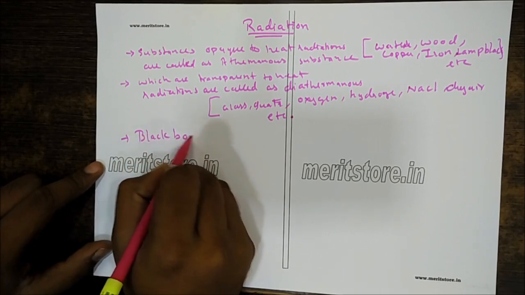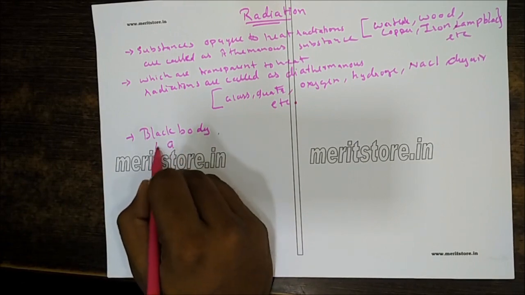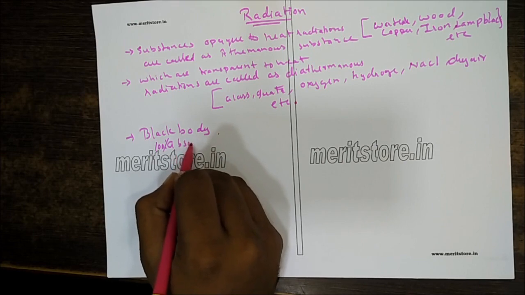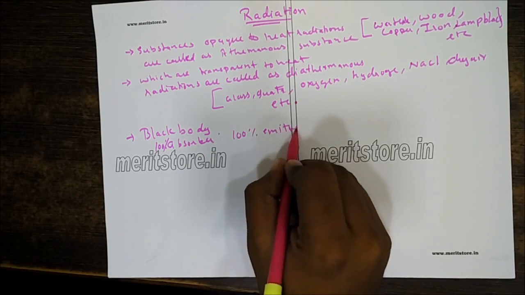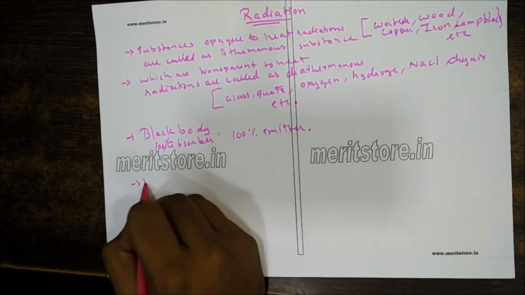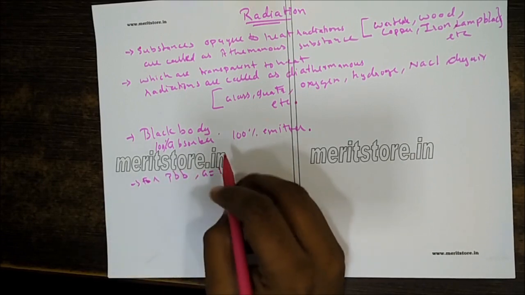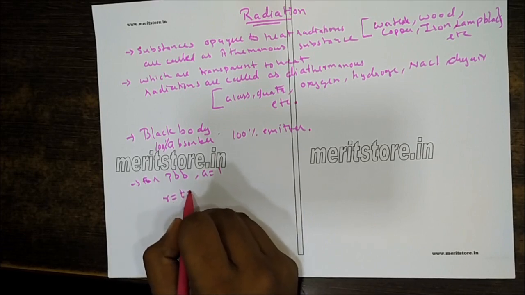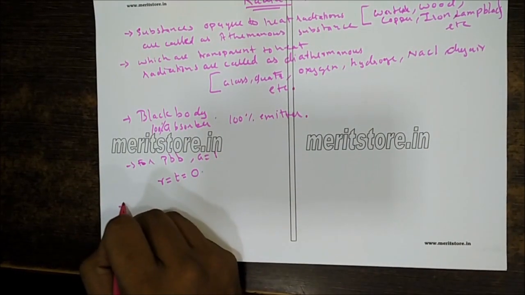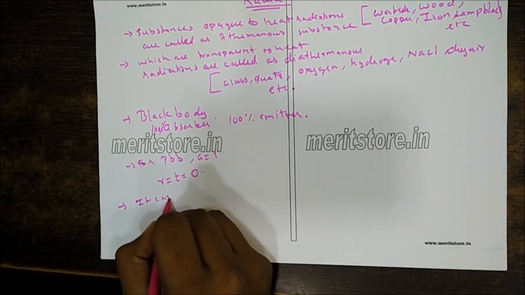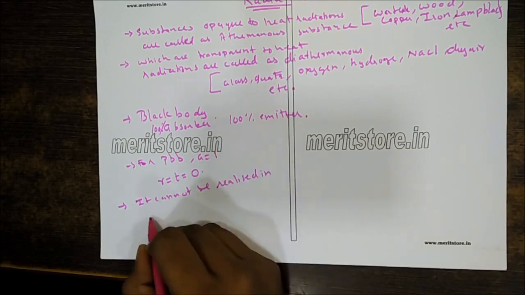I'm dealing with the black body now. It is a 100% absorber and 100% emitter. For a perfectly black body, A is equal to 1, R equals T equals 0. It cannot be realized in practice.